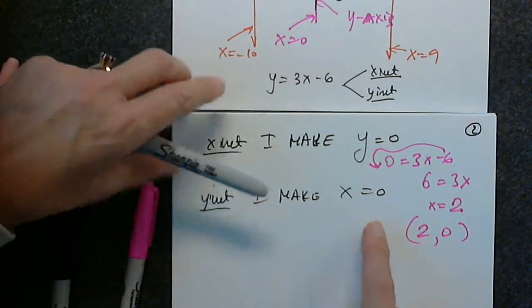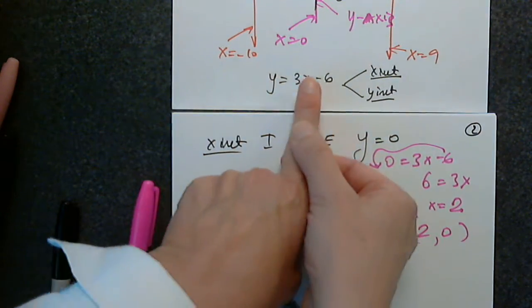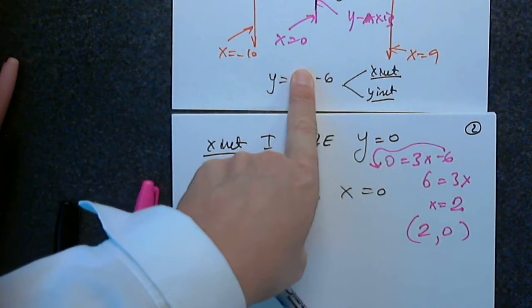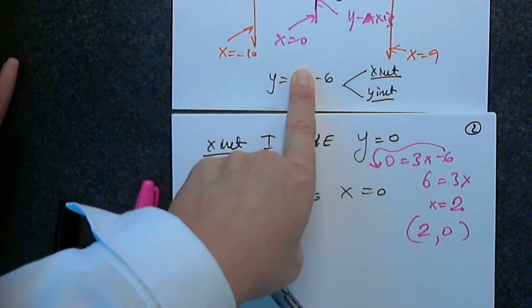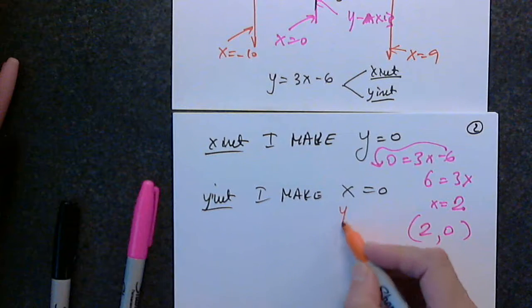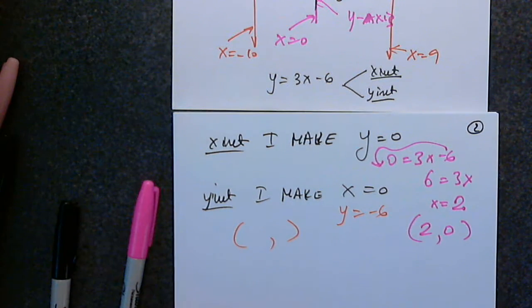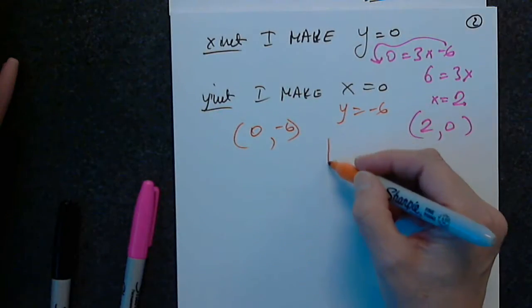Okay, so now this is even easier. This time I have to make x equal to 0. Look what I do. How much is y when x is 0? That's it. What is the ordered pair now? 0, -6. That's it. Perfect.